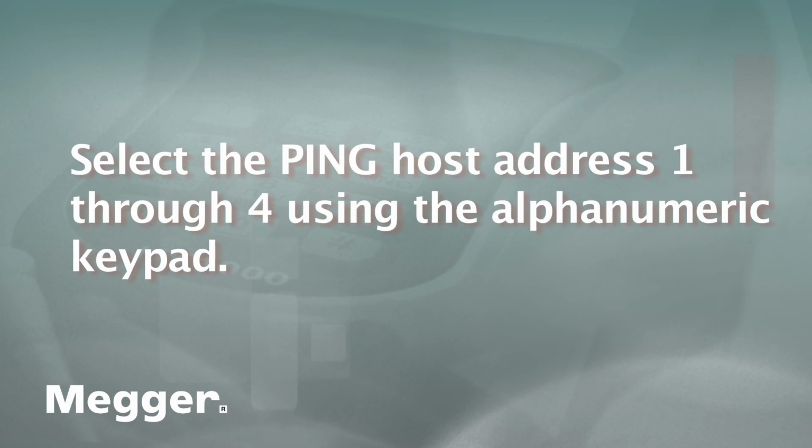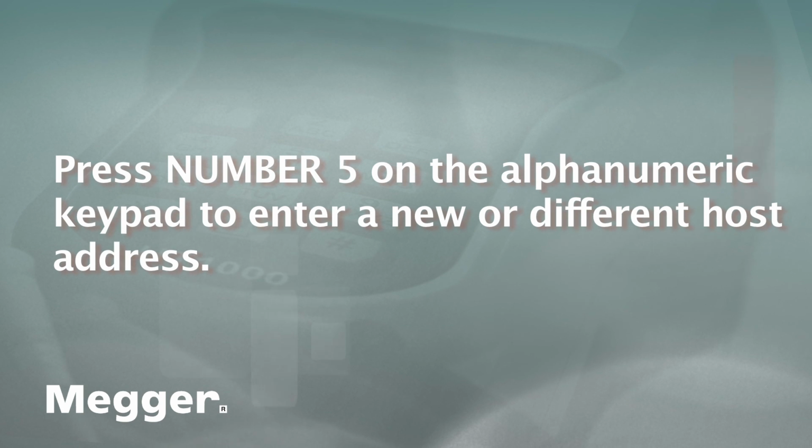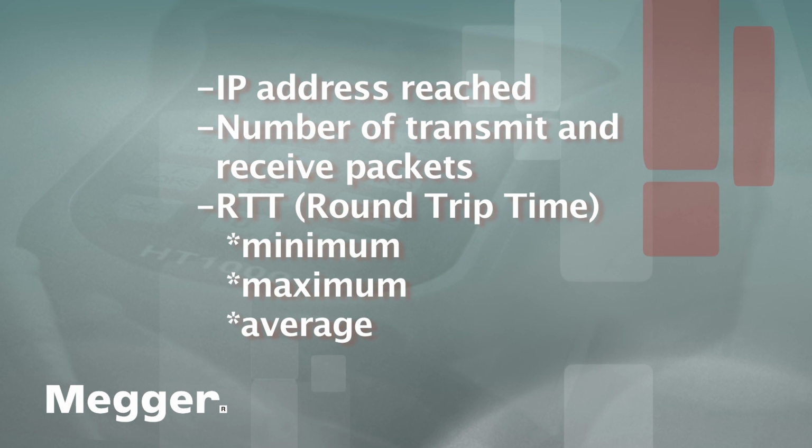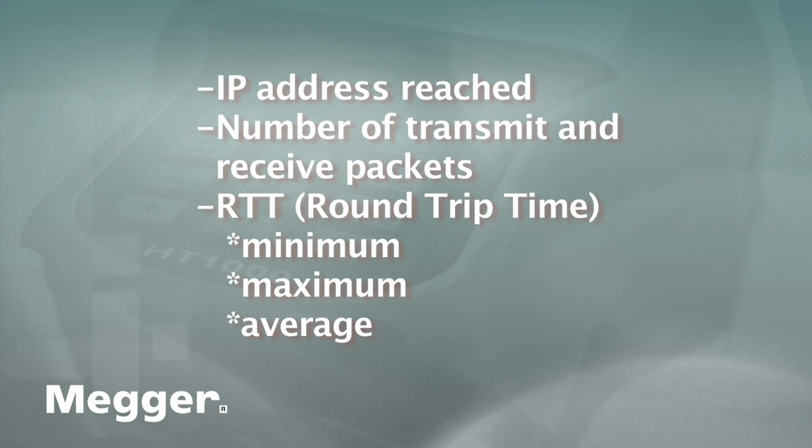If a ping host was previously programmed into the configuration setup, select the ping hosts addressed 1 through 4 using the alphanumeric keypad. Or, if required, press number 5 on the alphanumeric keypad to enter a new or different host address. Characters can be entered using the alphanumeric keypad. The results will indicate the IP address reached, number of transmit and receive packets, and the RTT, round trip time minimum, maximum, and average in milliseconds.